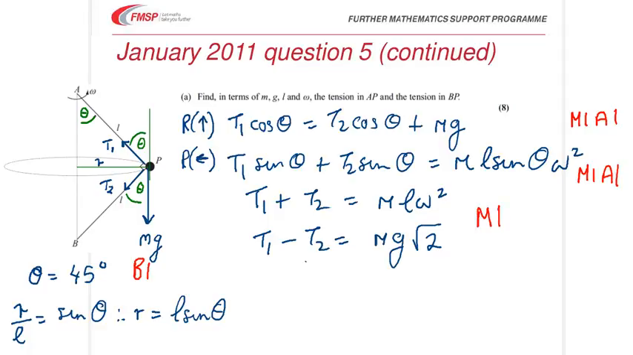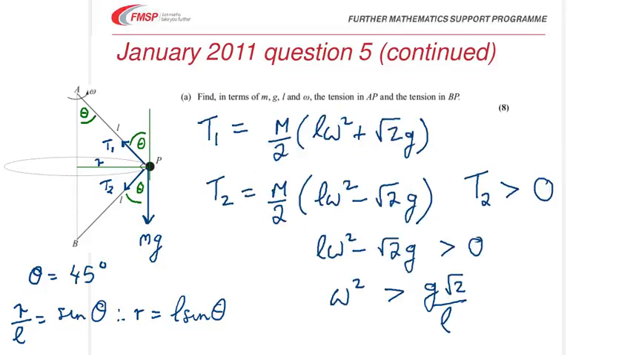simplifying the equations and for solving the simultaneous equations, and 2 accuracy marks, one each for getting the expressions for T1 and T2. And then for realizing what to do to show this last bit, that the strings are taut, there was just a single method mark and an accuracy mark at the end there.